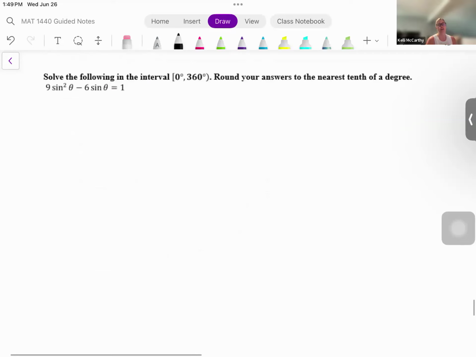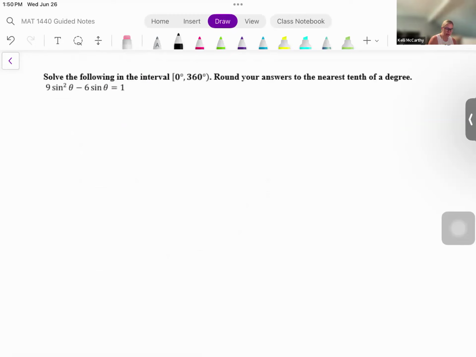Solve the following in the interval from 0 to 360 degrees. Quick observation, now we're changing our units for our angle. So now we're looking in degrees. We're going to round our answers to the nearest tenth of a degree. Those directions of rounding your answers to the nearest tenth does indicate that we're probably going to end up using our calculator.